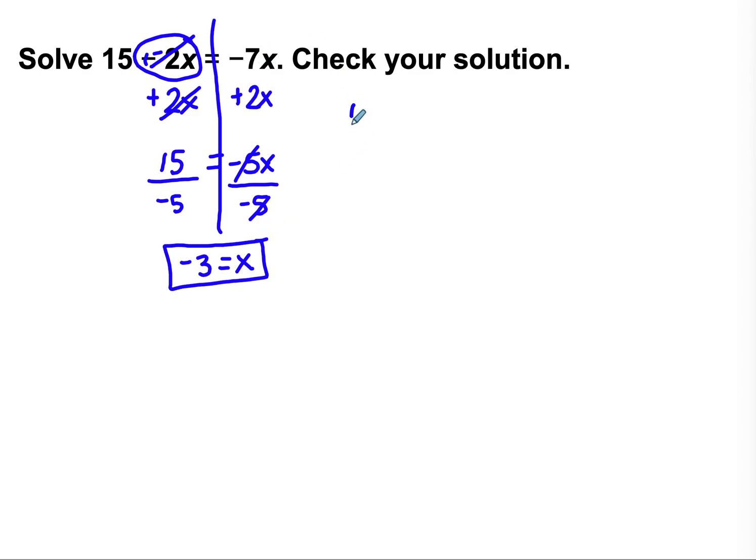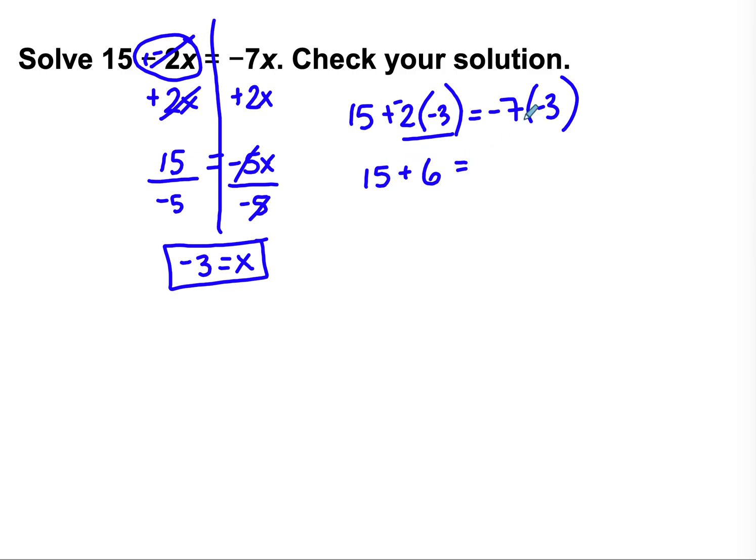Now we're going to check it. We're going to put it back into the original equation. So 15 minus 2, and then instead of x, we're going to do times negative 3, equals negative 7 times negative 3. Now, I can't just put a check mark and say, yep, I've checked it. I need to actually do the calculations on both sides and make sure I get the same answer. So I'm going to start by doing a boom, boom here. Then I need to do multiplication. Negative 2 times negative 3 is positive 6. Same sign, answer's positive.